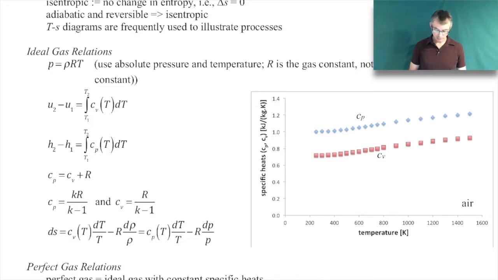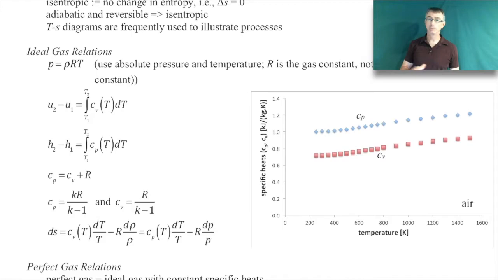Also for an ideal gas, the change in the specific internal energy is equal to the integral of the specific heat at constant volume times the small change in temperature dT, integrated from the initial and final temperatures. Just keep in mind that the specific heat is a function of temperature in general for an ideal gas. Similarly, the change in specific enthalpy for an ideal gas is the integral of Cp dT, where Cp is also a function of temperature in general. You can show that Cp is equal to Cv plus R.